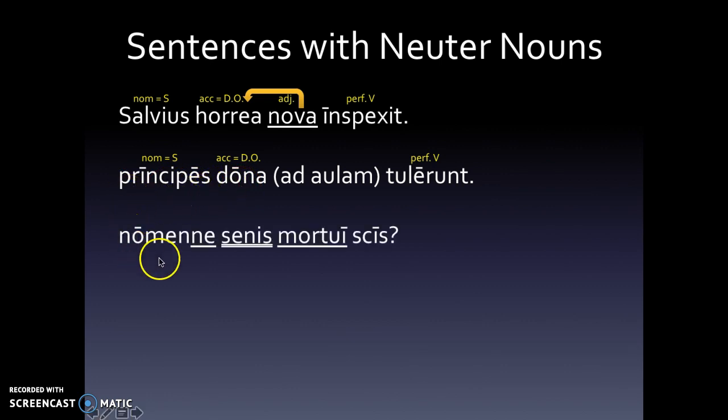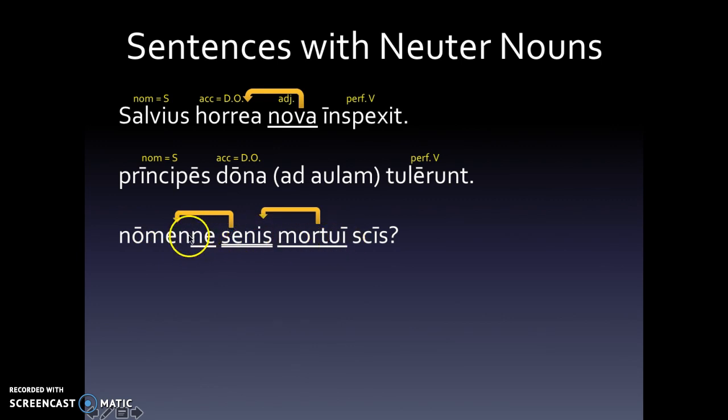All right, nomen senis mortui scisne. Mortui is an adjective. It is a genitive singular adjective. Senis is also genitive singular, so this adjective here is modifying senis. Now, what is senis possessing? The only other noun in here is nomen. Nomen is a neuter noun. Could be nominative or accusative, but at least we know that the name is being possessed by this old man. This dead old man, by the way.